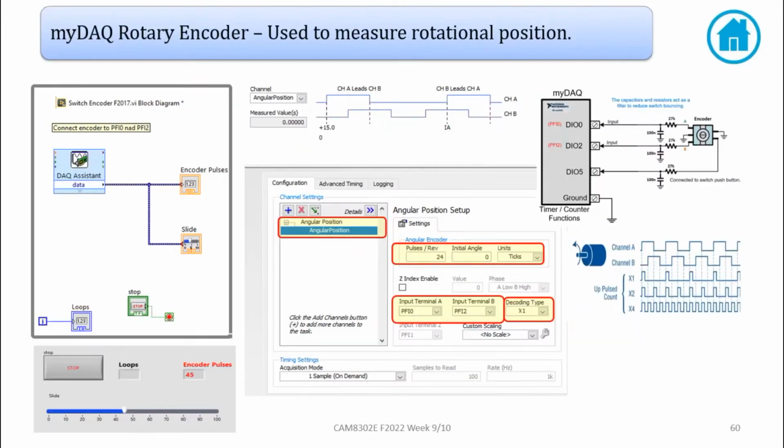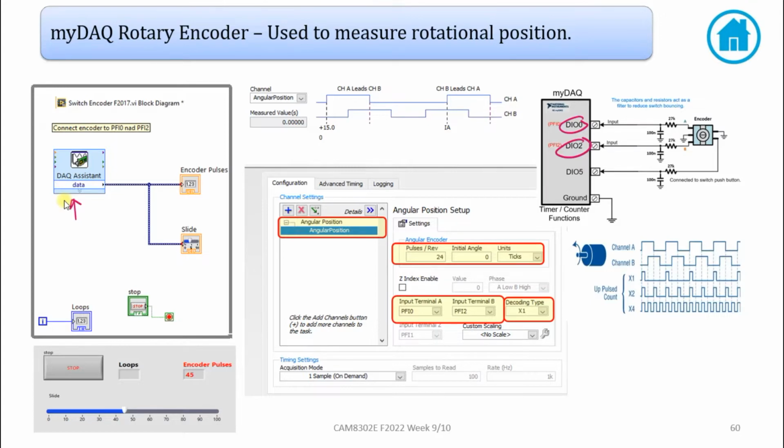This is an example of setting up the software for the rotary encoder. There is actually a DAQ assistant that you will be opening up for the rotary encoder, and it relies on the signals being connected to digital IO0 and digital IO2. So 2 pins on the MDAQ. That's very important. And what you're going to be doing is opening up and configuring the timer counter.